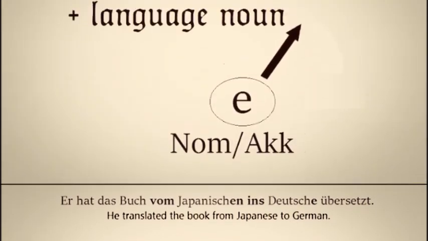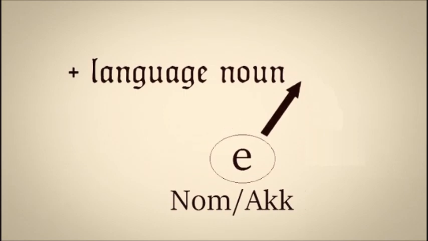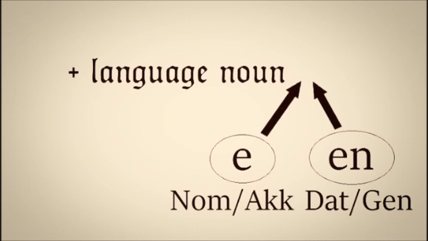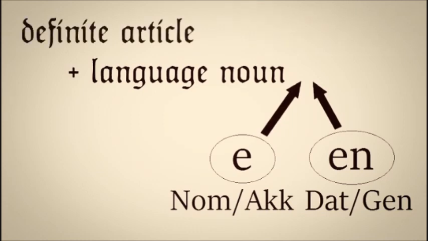Once again, you need to put an e for nominative and accusative, or n for dative and genitive at the end of the language noun if you want to use it with a definite article or a contraction.